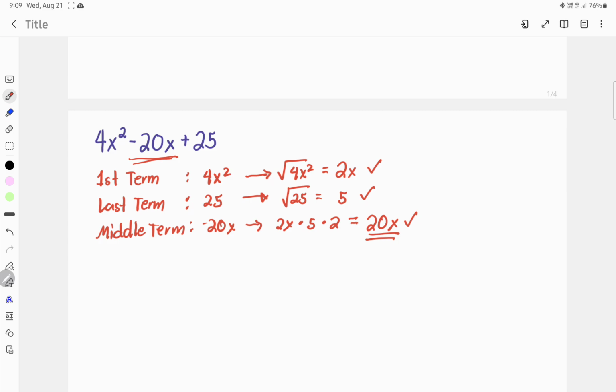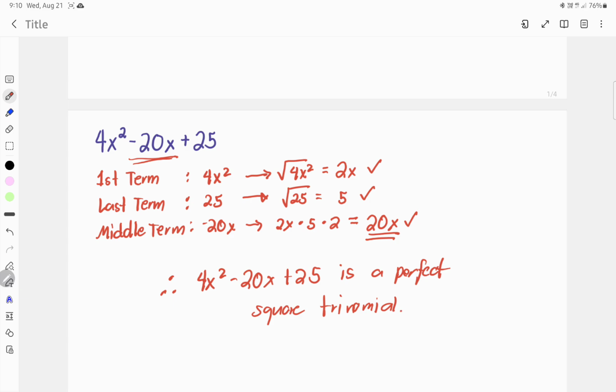So this would confirm that, so we can conclude that 4x squared minus 20x plus 25 is a perfect square trinomial.